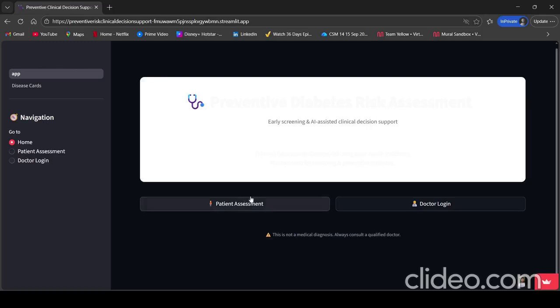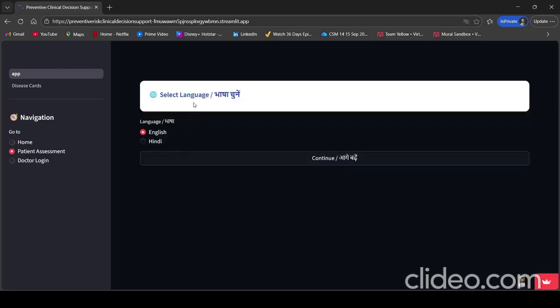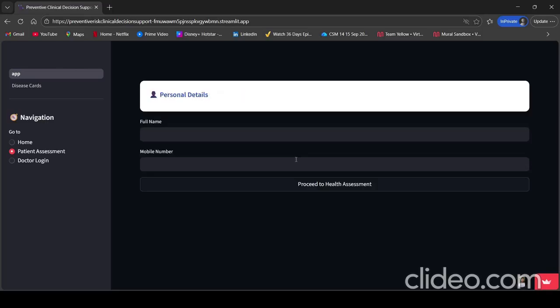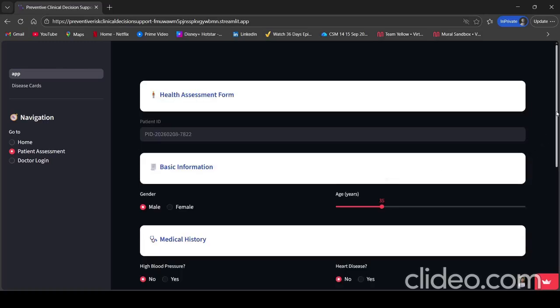Here, I'm clicking on patient assessment and selecting one language out of English and Hindi. I'm selecting English and then clicking on continue. And here are some personal details I'm entering, like my full name and my mobile number. Then click proceed to health assessment.